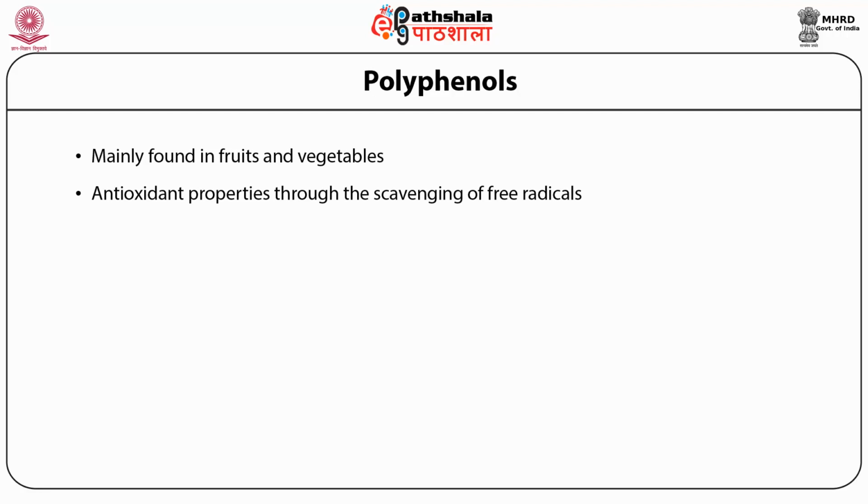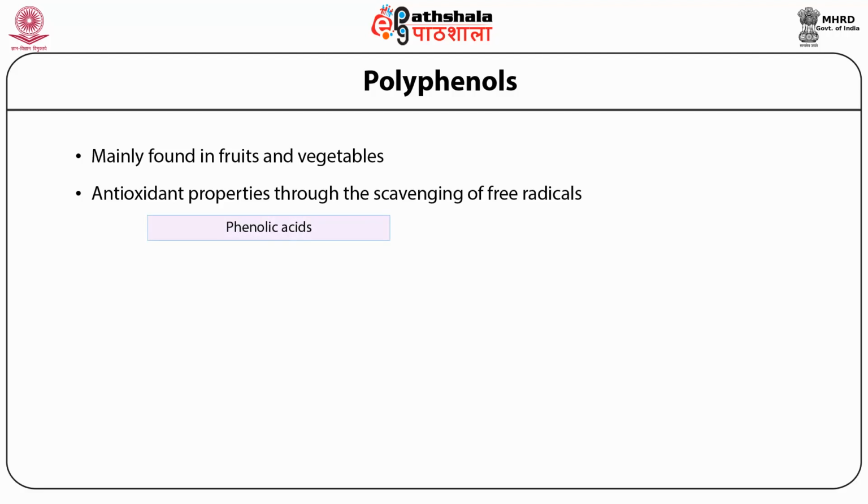Polyphenols are secondary metabolites of fruits and vegetables. They are one of the important sources of bioactive components of the human diet. Plants need them for pigmentation, growth, reproduction, resistance to pathogens, and for many other functions. But for human health, they have antioxidant properties through the scavenging of free radicals and an inhibitory role in the various stages of tumor development.